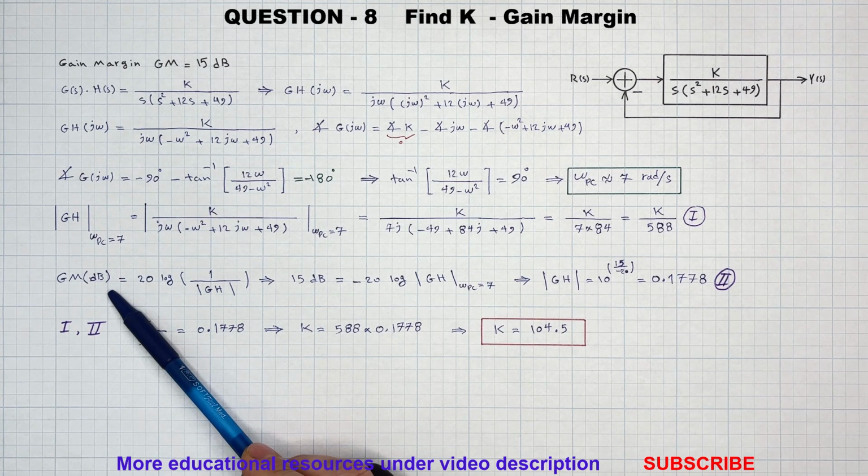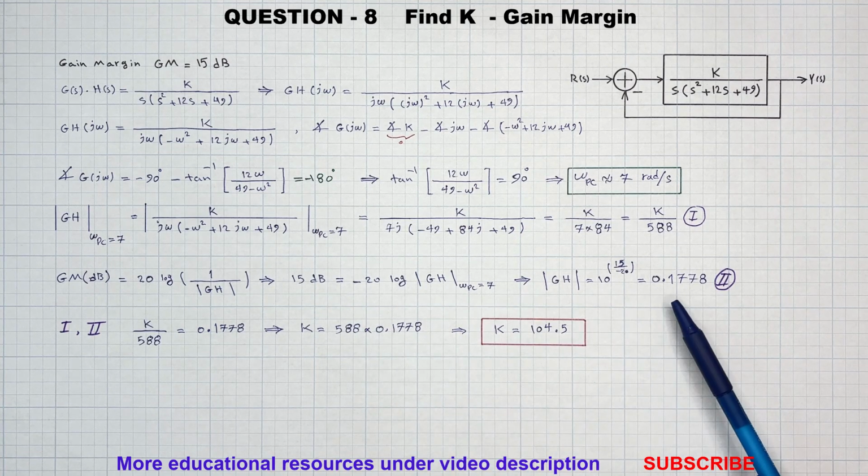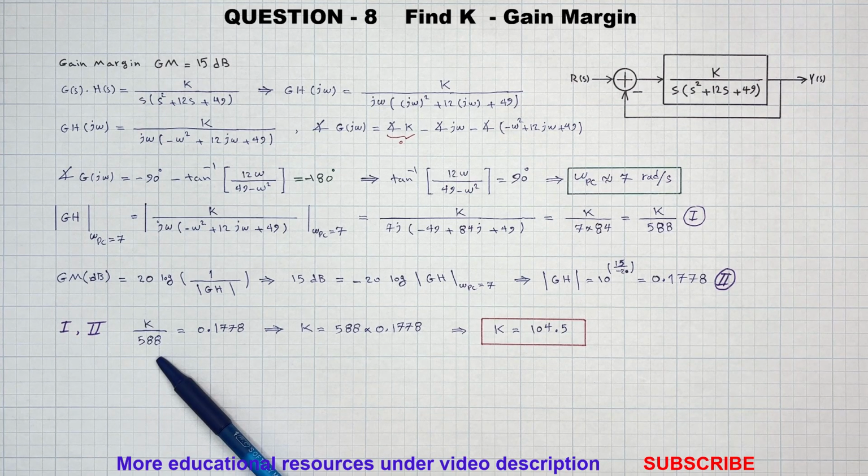This is the relationship between gain margin in decibels and magnitude at the phase crossover frequency. Substituting the given 15 dB gain margin, we obtain the relative magnitude. And with that, we can calculate the value of constant K.